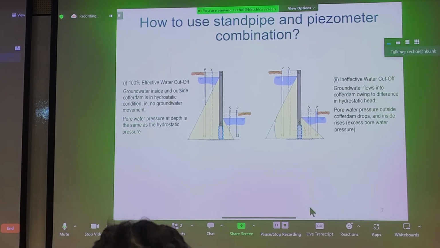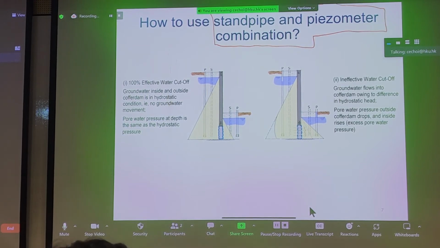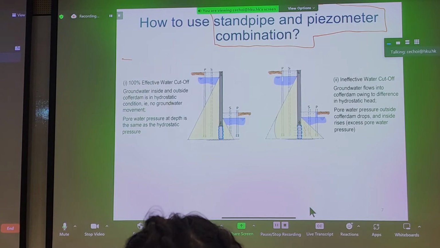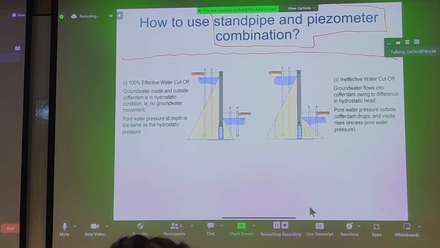So, practically, how do we use these concepts for dewatering? Well, in the field, as I mentioned, we use SP combinations, which are standpipe piezometer combinations. This means that if we look at a particular case here for cofferdams, all of your FYP projects probably have a cofferdam, right? Anyhow, let's look at the first case.